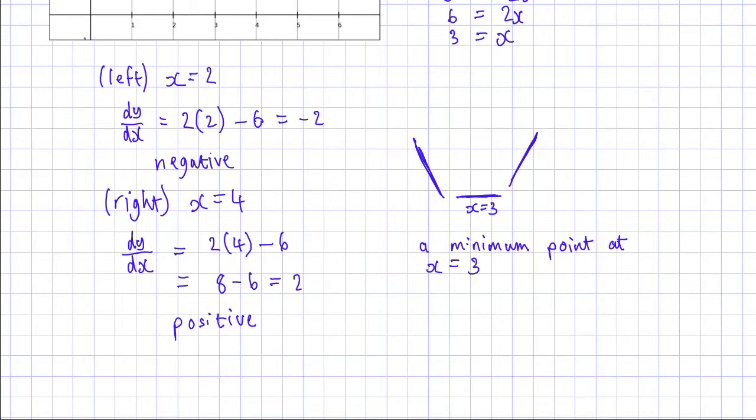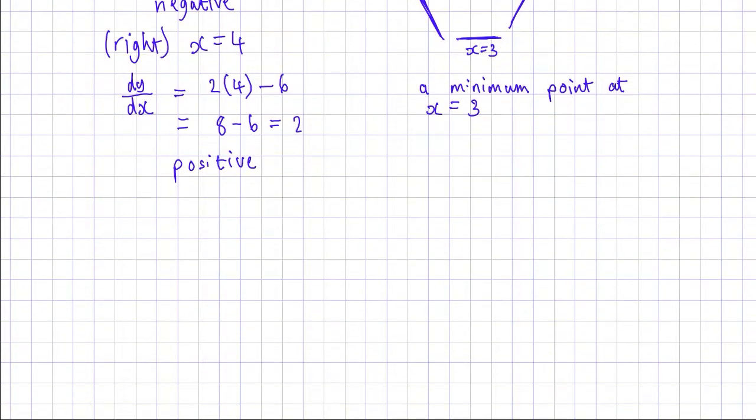Okay, now stationary points can be minimum points. So for minimum points, we're going to have negative gradient, and then we're going to have gradient as 0, and then we're going to have positive gradient. So this is going to be a minimum point.